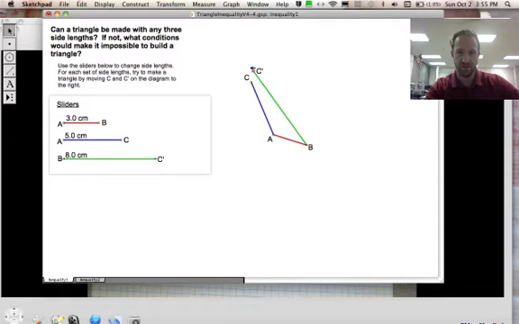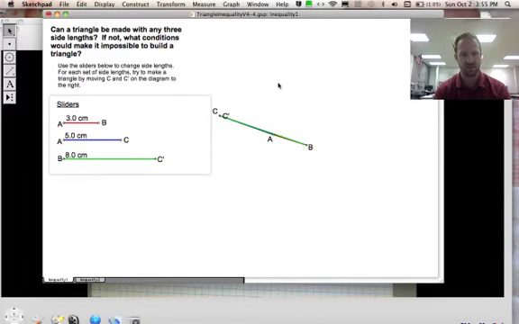See, 3, 5, no, not quite there. 3, 5, 8, no, they aren't quite matching up yet. Let's move this a little more. Well, there we go. They do match up, but that doesn't look like a triangle to me. That looks like a straight line.